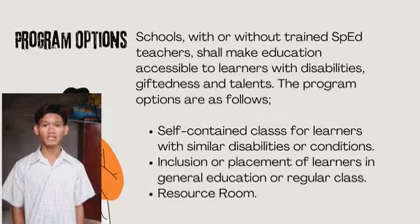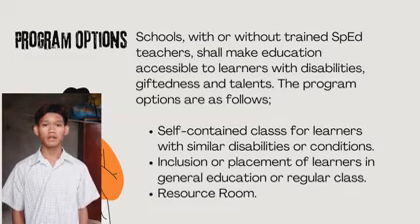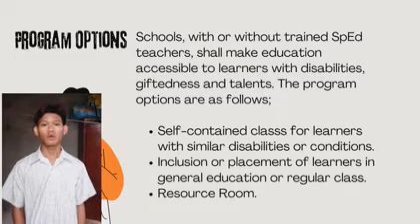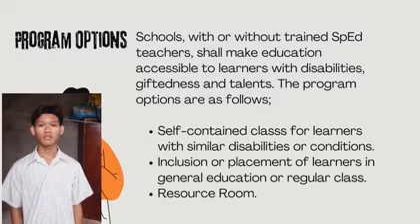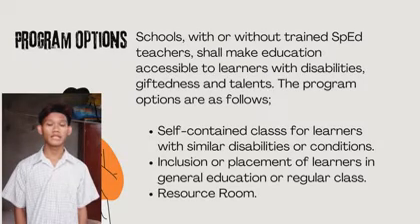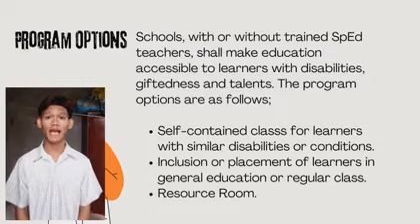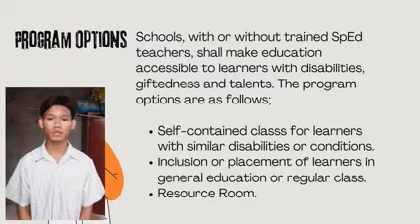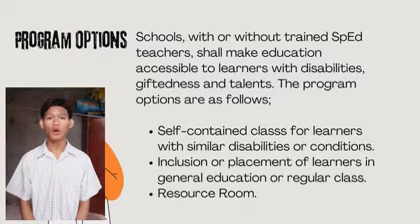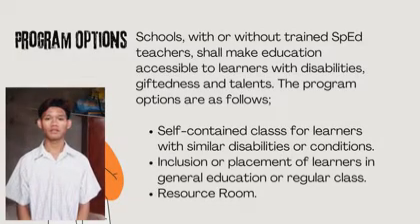The second option is inclusion, or placement of the child with disabilities in general education or a regular class, where he or she learns with his or her peers under a regular teacher and a SPED trained teacher who addresses their needs. The third option is the resource room program, where the child with disabilities shall be pulled out from the general education or regular class and shall report to SPED teachers who provide smaller group or one-on-one instruction and appropriate interventions for these children.